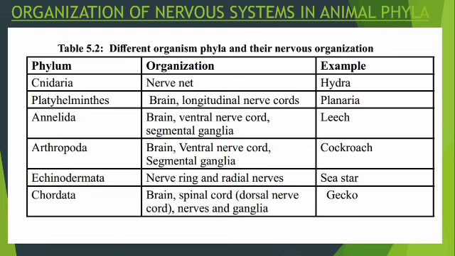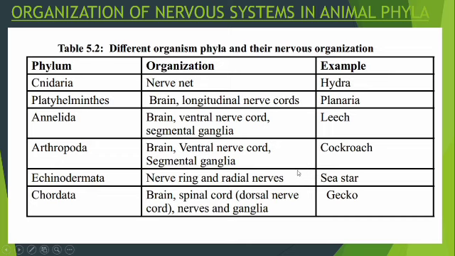Annelids and arthropods have somewhat complicated brains and ventral nerve cords. The ventral nerve cord contains ganglia. They are segmentally arranged. Example for Annelida is the leech, and example for Arthropoda is the cockroach. The nervous system of Echinodermata is comprised of radial nerves and a nerve ring. Example is the sea star.